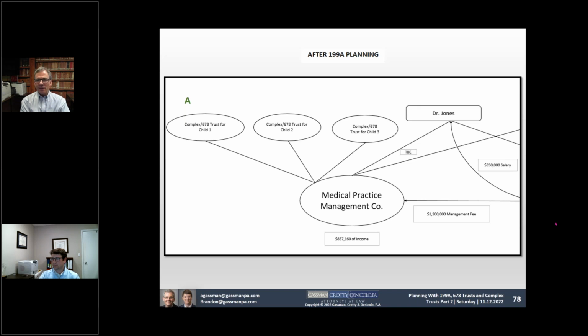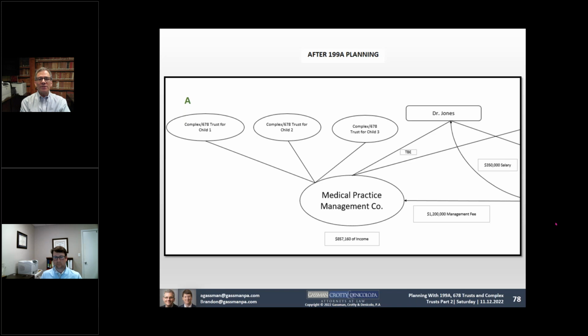So let's say that this management fee is expected to be $1.2 million a year. So based on $1.2 million a year and expenses for running the management company, there's going to be $857,000 of income expected to go into this company. So the company may be worth 5 times that. The company may be worth $4,500,000. And a valuation report would be produced, and a long-term agreement for management and non-competes and employment agreements for the doctor get entered into. So now you transfer this $4,500,000 asset, 1/3 each, into 3 separate 678 trusts for the children.